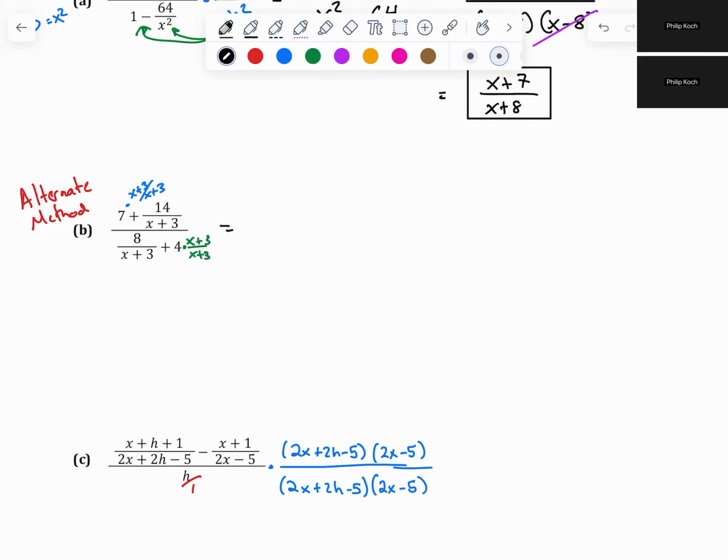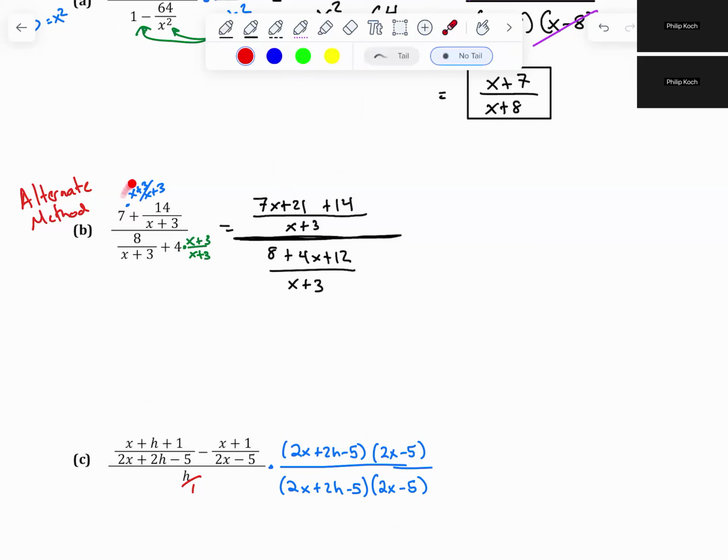Doing so will give me 7x plus 21 plus 14 over x plus 3, all over, and that was the big numerator. Now the big fraction bar, and the big denominator will now be 8 plus 4x plus 12 over x plus 3. And so we'll simplify. Does anybody have any questions on where anything came from, like the 7x plus 21 or the 4x plus 12? It's coming from the distribution, just in case you don't want to ask. 7 gets distributed in here, that's why it's 7x plus 21.